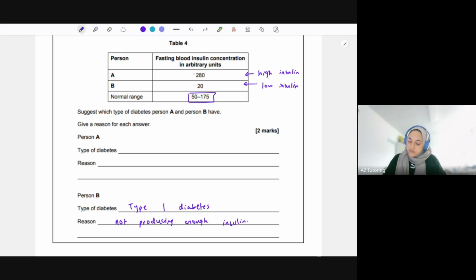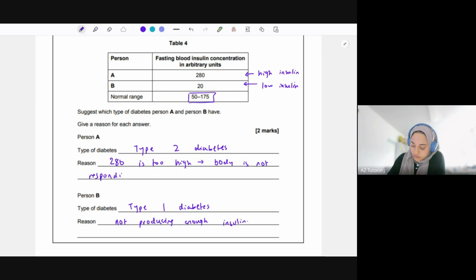Person A has way too much insulin in their blood. So then that means their body is not responding to the insulin, and that's type 2 diabetes. So they've got loads of insulin, they're not responding to it. And we say type 2 diabetes is caused because of lifestyle. So the reason we would give is that 280 is too high. So the body is not responding to the insulin.